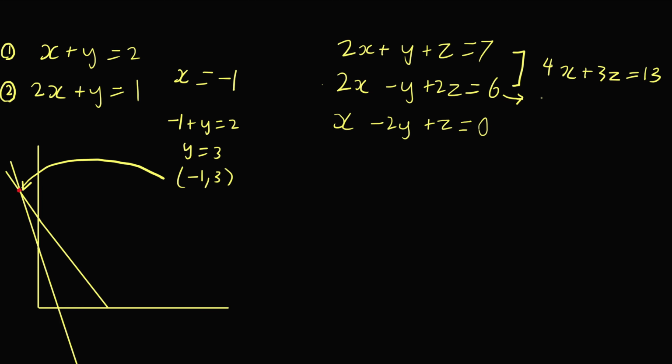So this will be 3x plus 0 plus 3z is equal to 12. Once you have these two equations, you could cancel them out again by just subtracting. So that will be x is equal to 1. And once you have 1, you just substitute it back into any of these two equations, and you should be able to get all the coordinate points.